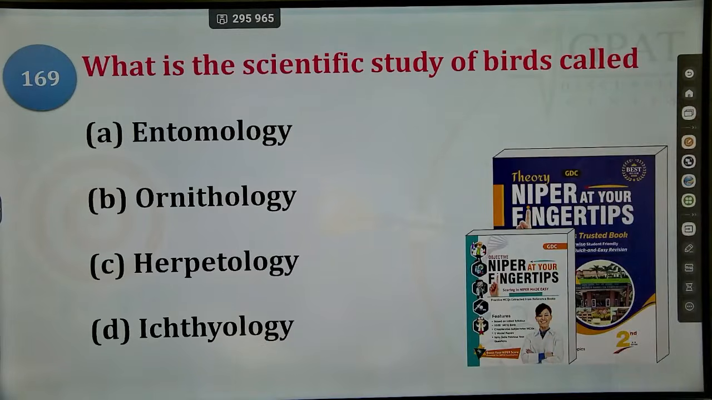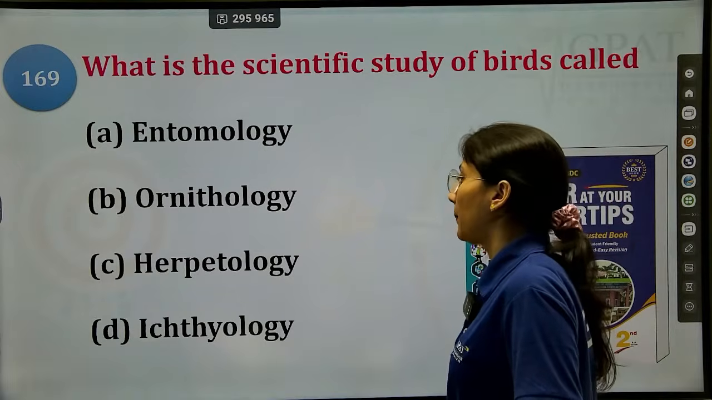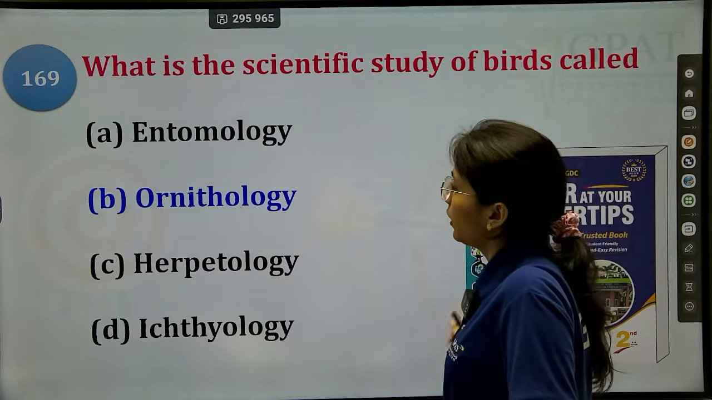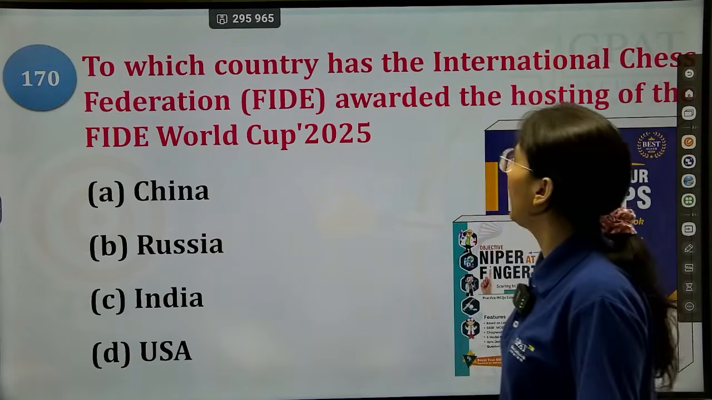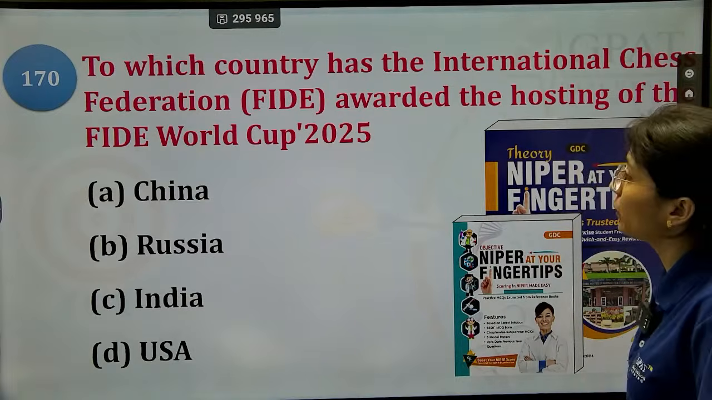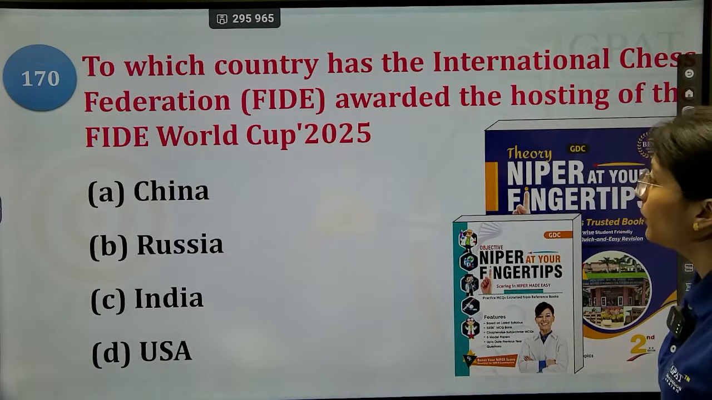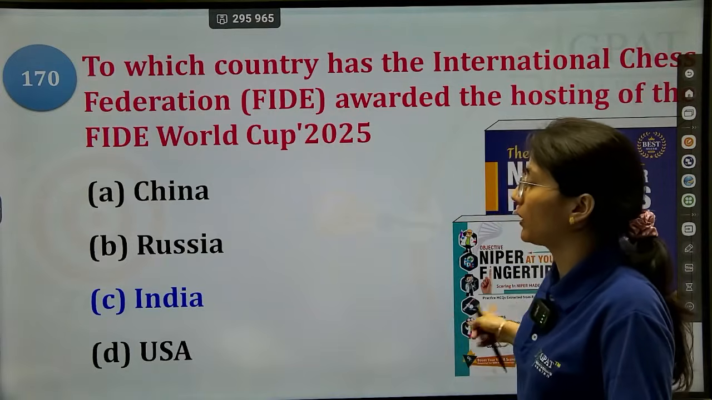What is the scientific study of birds called? Entomology, ornithology, herpetology, ichthyology. So the answer is what? That is ornithology. To which country has the International Chess Federation FIDE awarded the hosting of the FIDE World Cup 2025? China, Russia, India, USA. That is India. Option number C is correct.